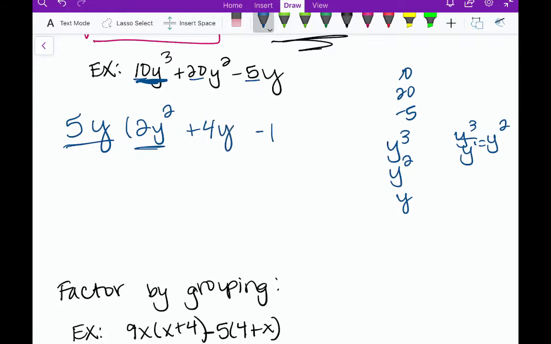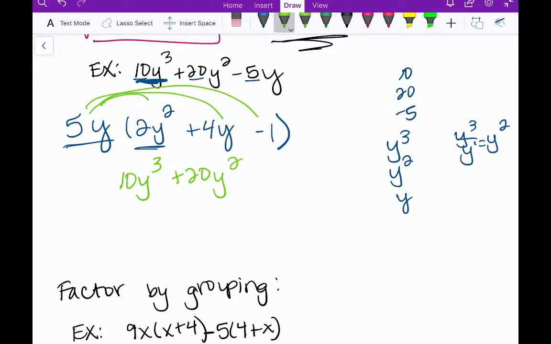I just have y. And what happens when I divide y divided by y? I just get 1, not y, just 1. So there is no y in the last term, and that would be my answer. So again, I can check by multiplying out. 5y times 2y squared is 10y cubed. 5y times 4y is positive 20y squared. And 5y times negative 1 is negative 5y, which is what I started with.